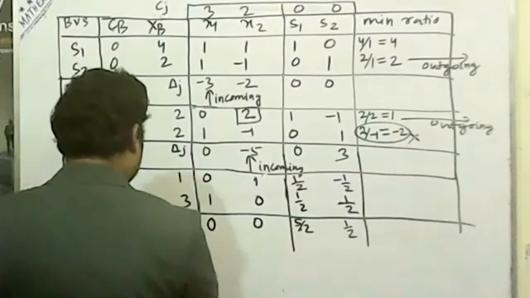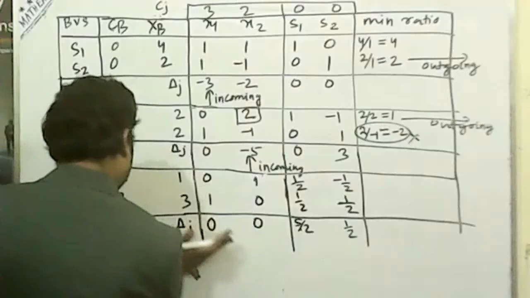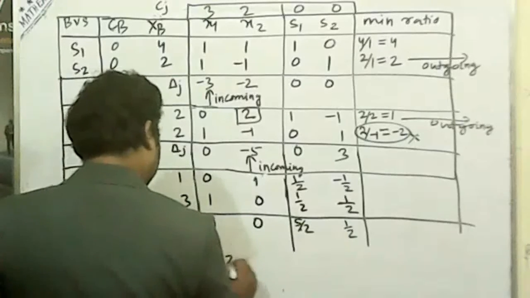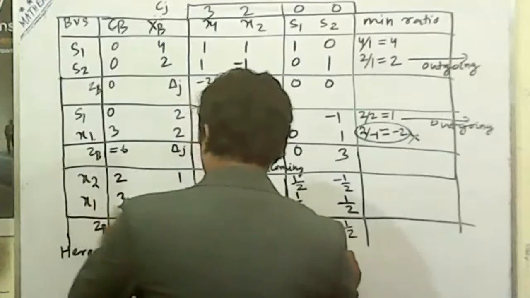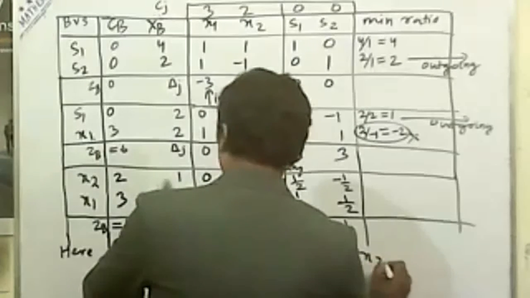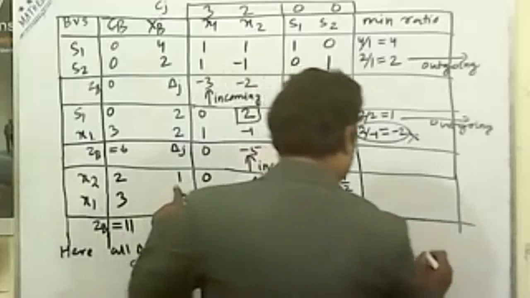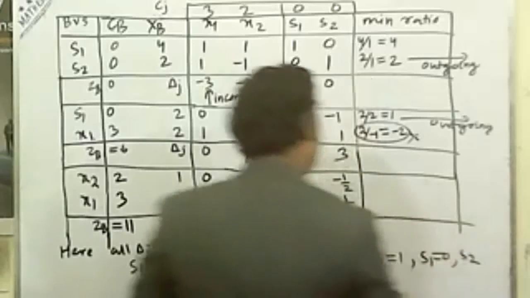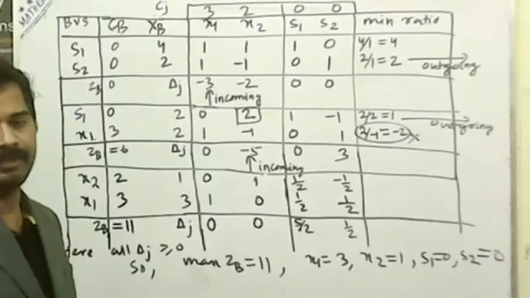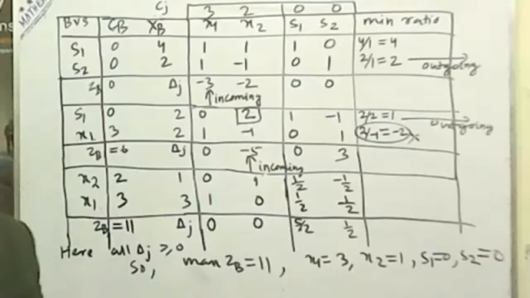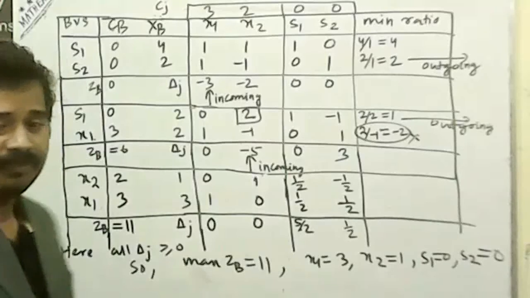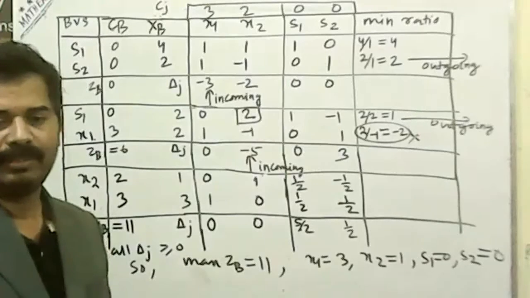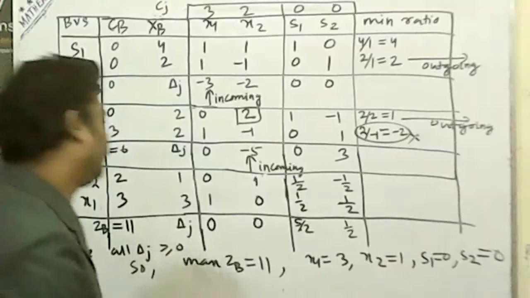So the max Z is equal to 11 at X1 equal to 3, X2 equal to 1, S1 equal to 0 and S2 equal to 0. This is the result by the simplex method. So the simplex method is a very interesting method. You can do it very well. If you know elementary transformation in matrix, then we can do it very easily.